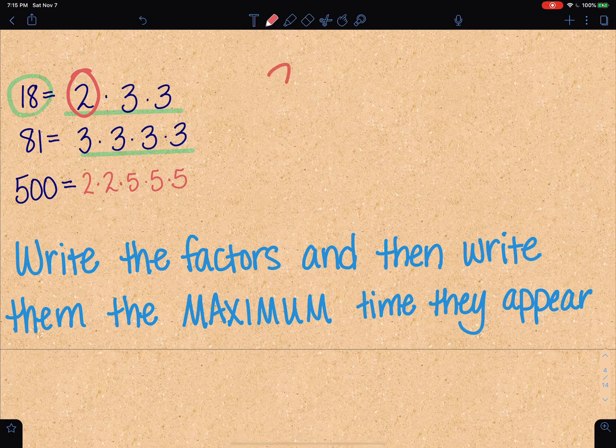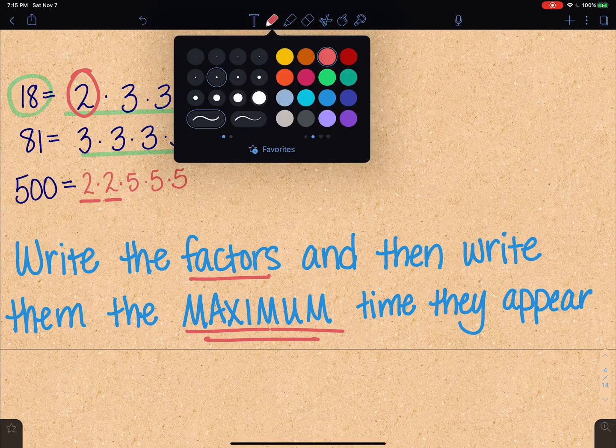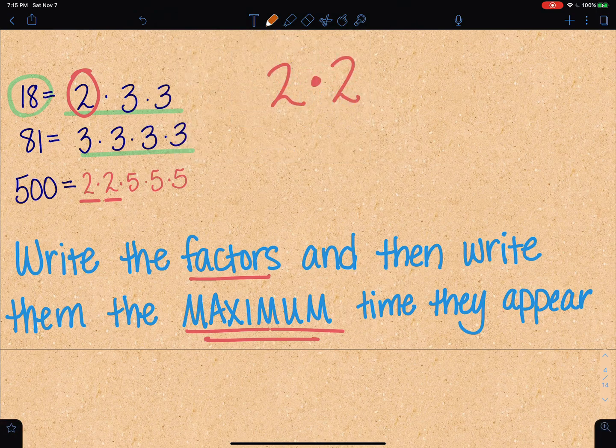Okay, so I'm going to write the number 2. But now I have to write it the maximum time that it appears. It's in the number 500 2 times. So I'm going to write 2 times 2. Now, I'm going to choose any other factor. How about the 3? There is a 3 in at least one of them, so that's okay to use a 3. It doesn't have to be in every single number. It just has to be in one of them.